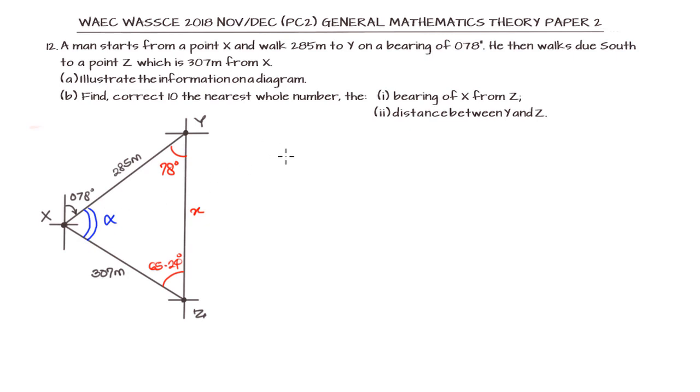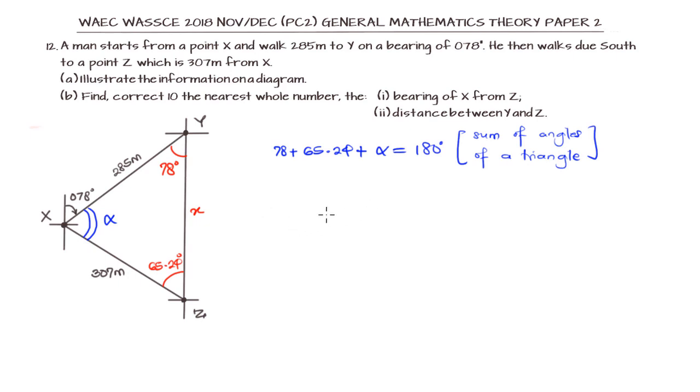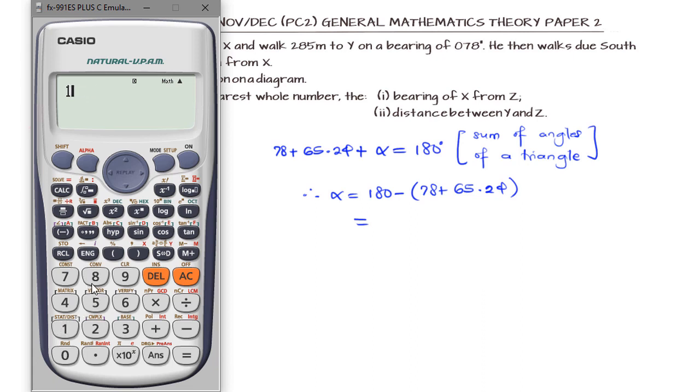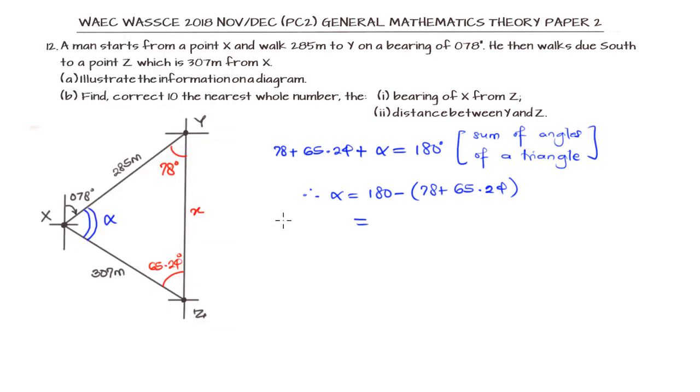By the principle of the sum of angles of a triangle, if we add the 3 included angles of the triangle, the sum is going to give us 180 degrees. So 78 plus 65.24 plus alpha is 180 degrees. So we can evaluate the value of alpha. Alpha will be 180 minus 78 plus 65.24. Bringing in our calculator, 180 minus (78 plus 65.24) is 36.76 degrees.